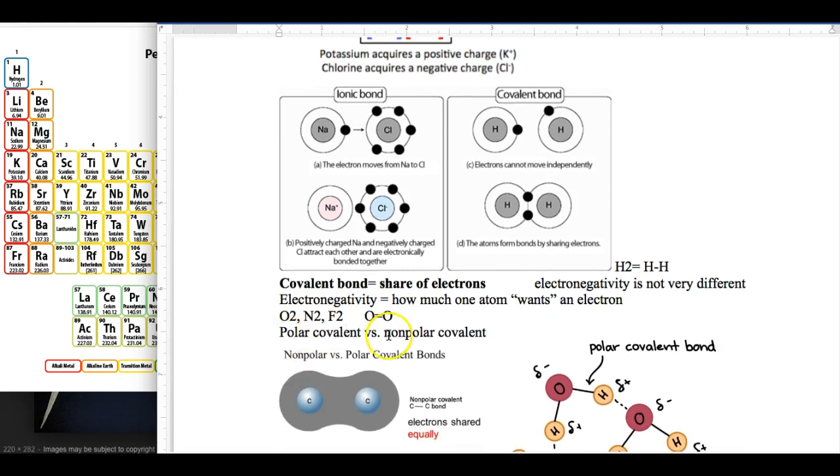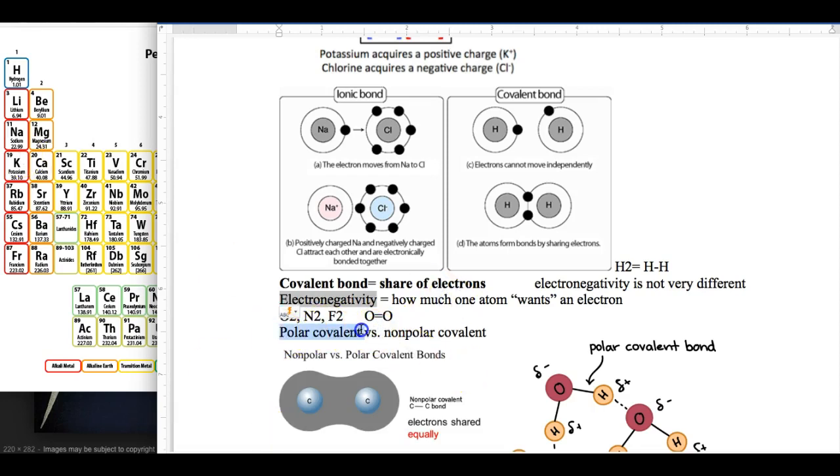When you have a nonpolar covalent bond, H2, O2, N2, F2, those are examples of nonpolar covalent bonds. They're nonpolar because there's no partial charge on either side of the atom at all. There's no partial charge because these two oxygens want the electron to the same degree. It's like two dogs that are the same size, same strength, pulling a bone together, but this bone is being shared equally, right?